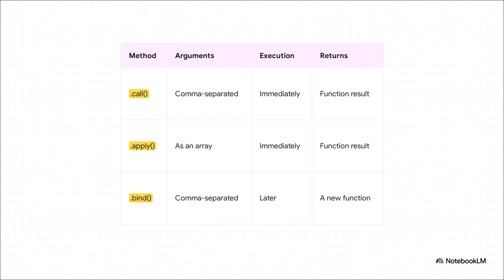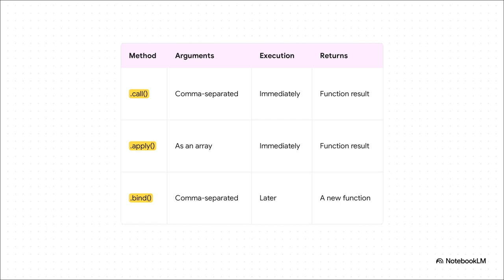But what if we need to force this to be something specific? We've got 3 amazing tools for that. .call and .apply are almost identical. They both call the function right away, letting you specify what this should be. The only difference is that .call takes arguments one by one, while .apply takes them as an array.